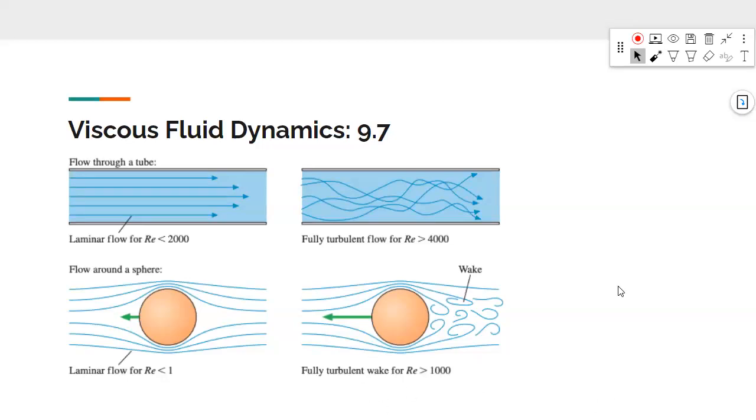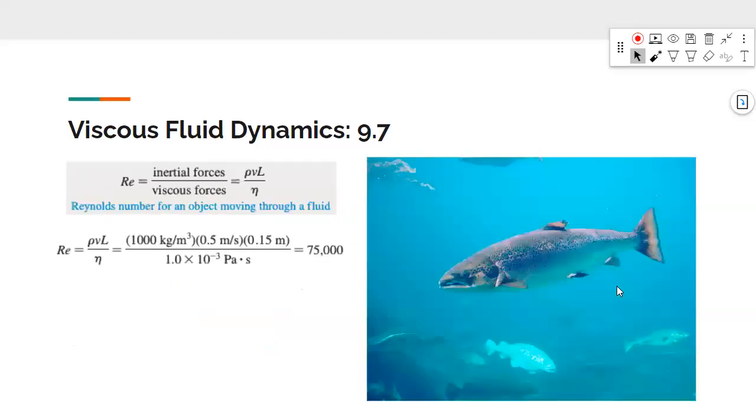Okay, so we left off on Reynolds number. Just to remind you, Reynolds number is the balance of inertial forces relative to viscous forces. It gives you a sense for how the fluid is going to flow either around an object or through something like a pipe.